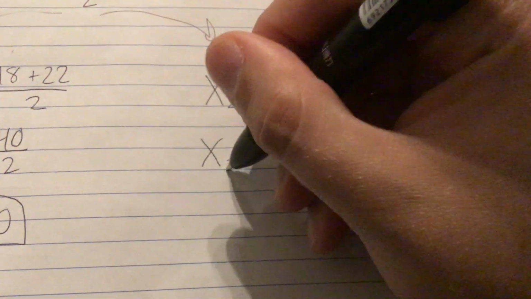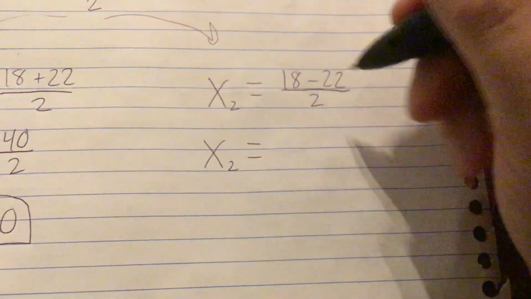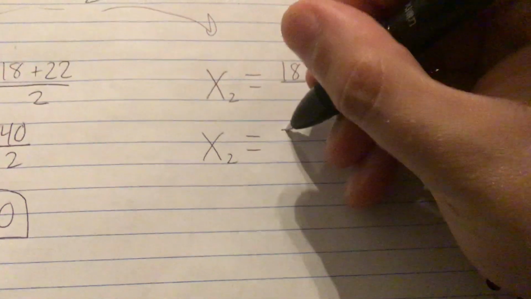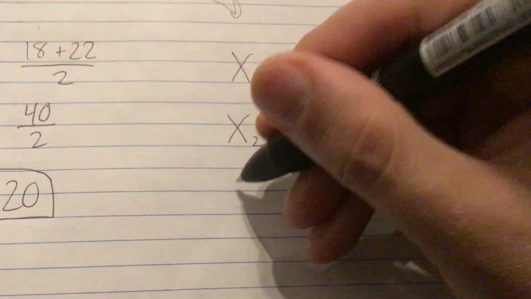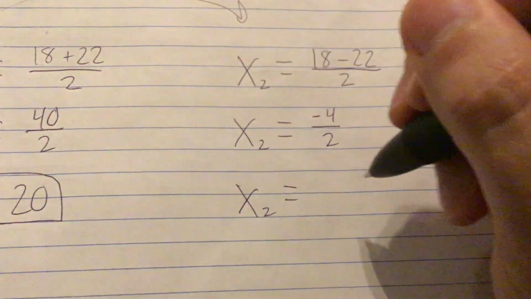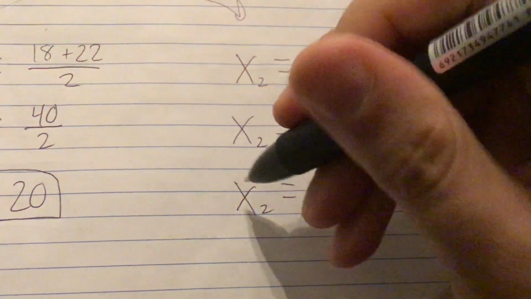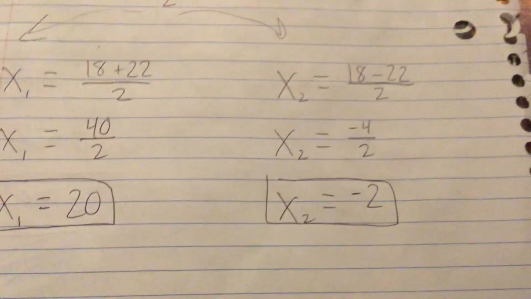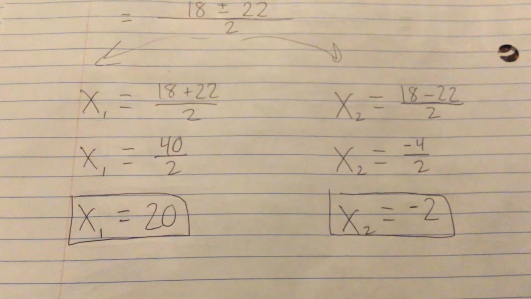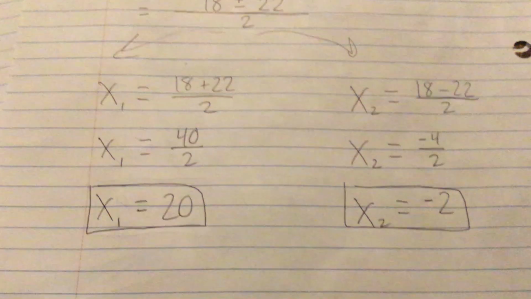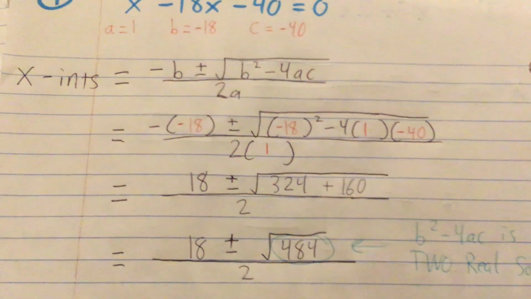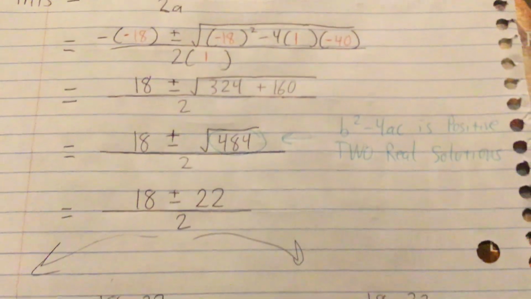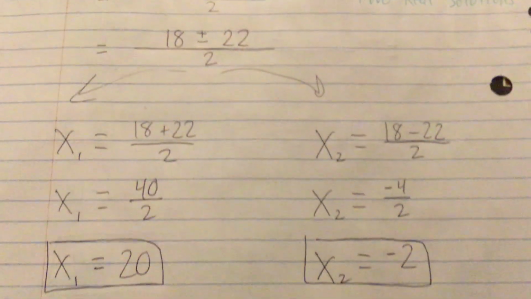So now we've got x2, which is 18 minus 22, which is negative 4 over 2. And negative 4 over 2 is negative 2, which is exactly what we predicted when we did it with factoring. One of the solutions was positive 20. The other solution was negative 2. Okay. All right, put that away.